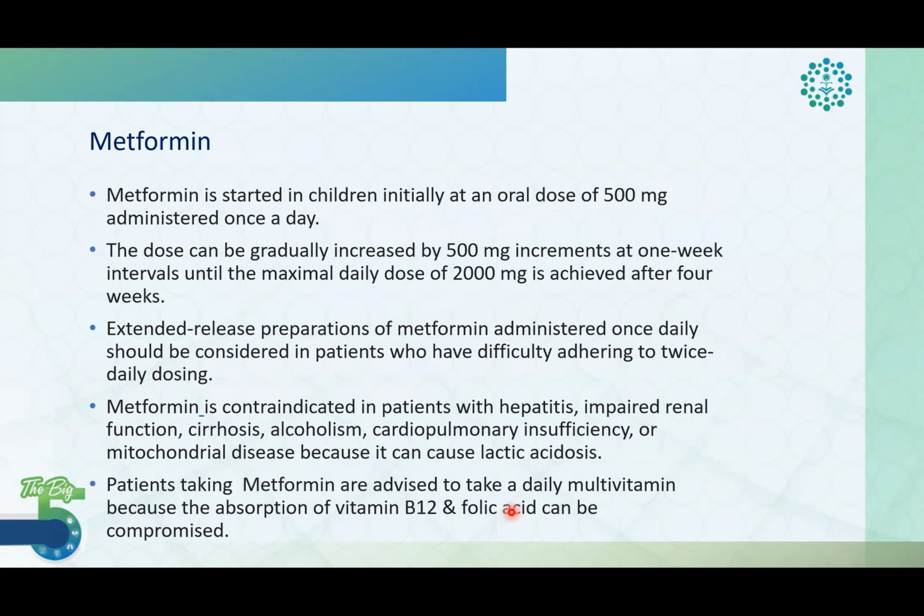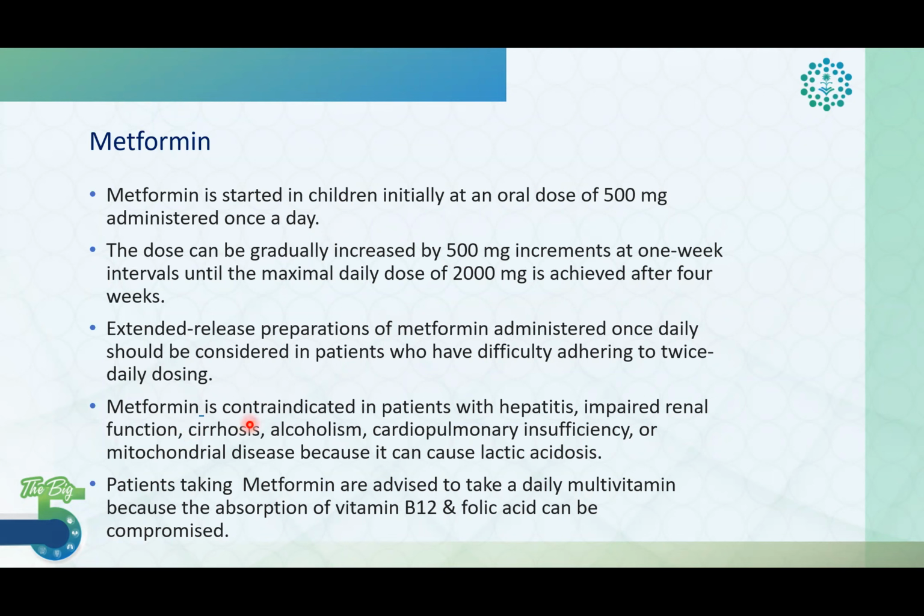For metformin, we usually start with a dose of 500 milligrams once daily, and then every week in children and adolescents we increase by 500. The maximum total daily dose is 2000; we cannot go beyond 2000 milligrams per day. We increase it over 4 weeks. So first week, 500 milligrams daily, then we make it 1000, then gradually up to 2000. We can use an extended release preparation of metformin administered once per day for those we are worried about their compliance with twice per day dosing.